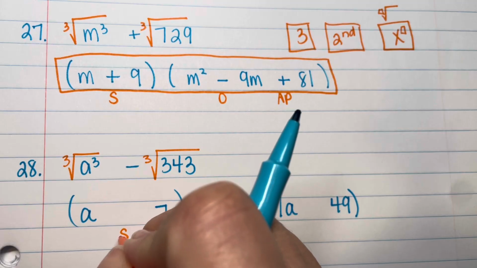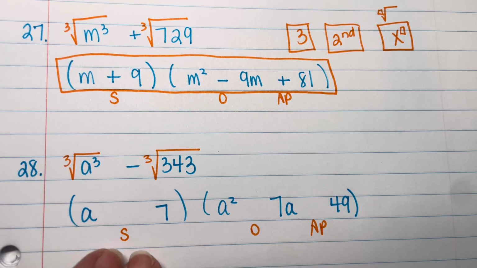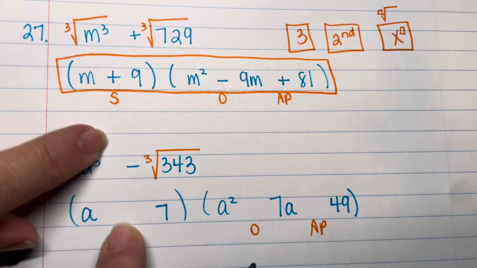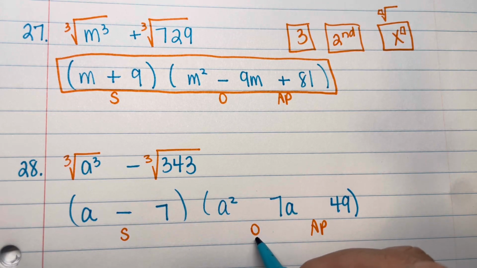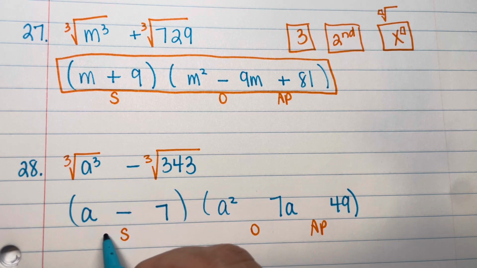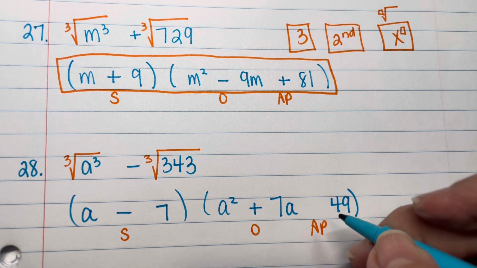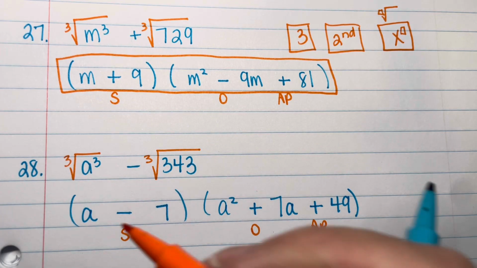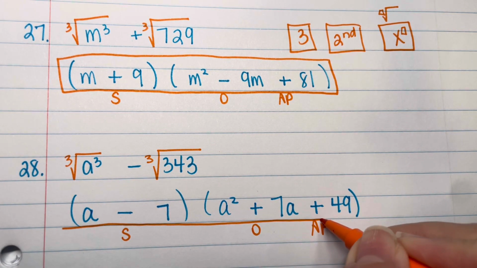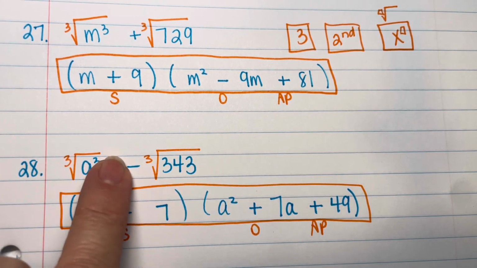And now we're going to use the acronym SOAP. S-O-A-P. S is same sign. That is a subtraction. We're going to do the same thing, which is subtraction. O is the opposite sign. So the opposite of subtract is add. AP is always a plus sign. Same sign, opposite sign, always a plus sign. And now we have factored this difference of cubes.